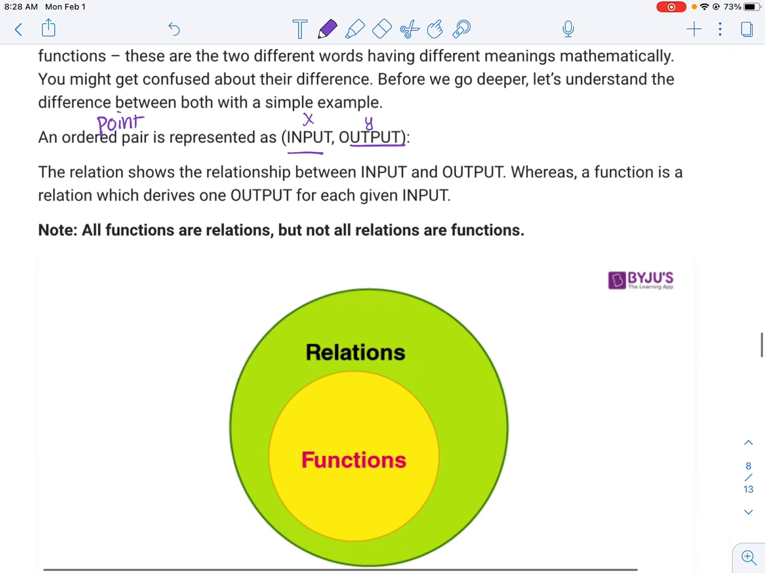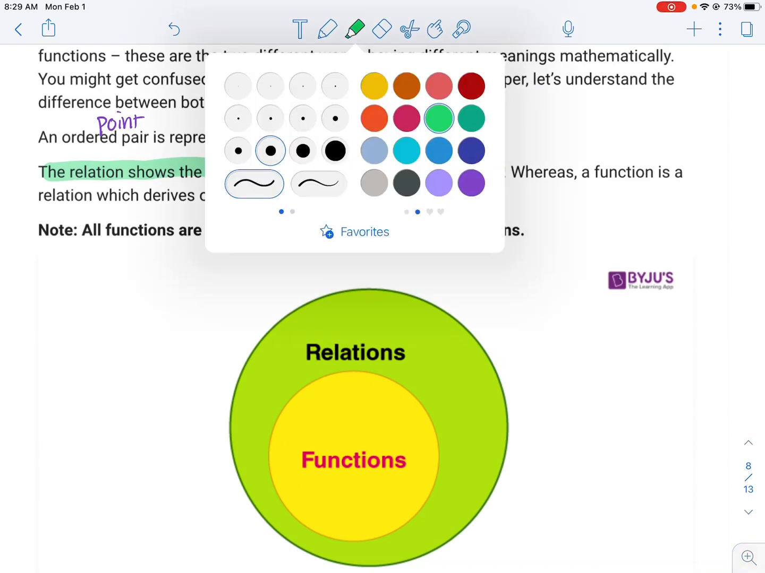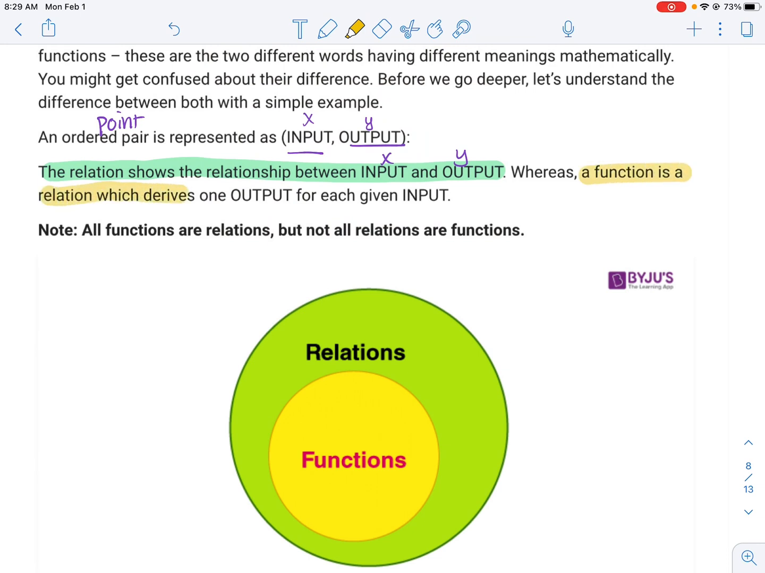So a relation is the larger set of things. It's any relationship between the inputs and the outputs. So you can see that definition here. The relation shows, oh, I should use a different color, sorry. Relation is the relationship between the inputs and the outputs, or the x's and the y's. So any list of points that you have is going to be considered a relation. A function is more specific than that. A function is a relation where you're going to get one output for each input that you have, okay?